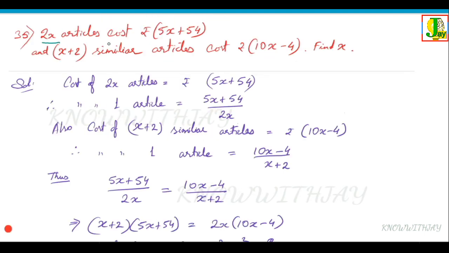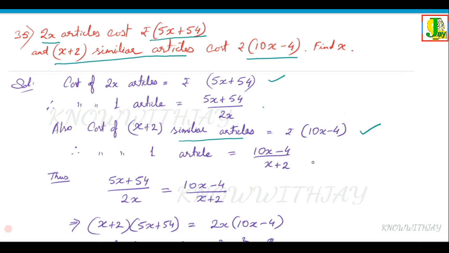In this question we have 2x articles, and this is the price of 2x articles, and again we have x plus 2 similar articles. The cost for x plus 2 articles is this. We have to find x. The cost of 2x articles is this, so the cost of one article is that divided by 2x. Also we know that the x plus 2 similar articles cost 10x minus 4.